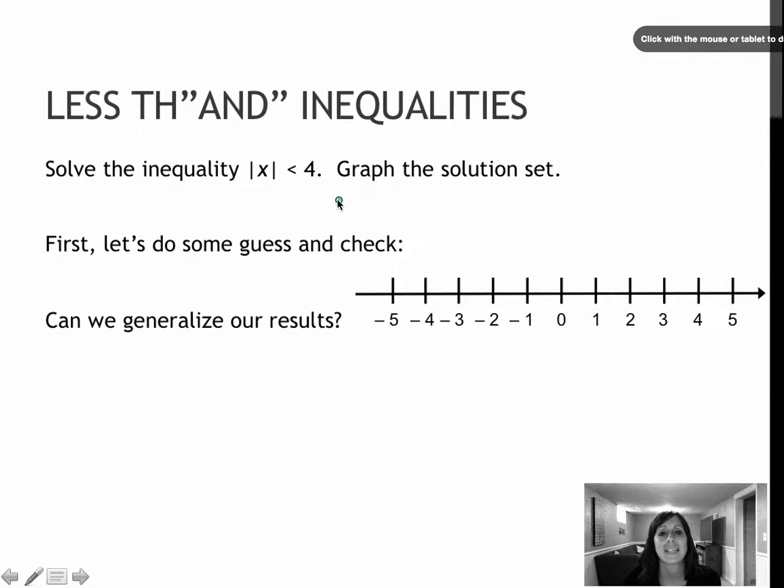If I plugged in, say, 0, the absolute value is 0, that's less than 4. So 0 would be a number that would work. 1 would work because the absolute value of 1 is 1, and that's less than 4. And the same would go for -1, because if I took the absolute value of -1, that's 1. And we see that this pattern continues for 2 and for 3, and -2 and -3. So these are some of the values.